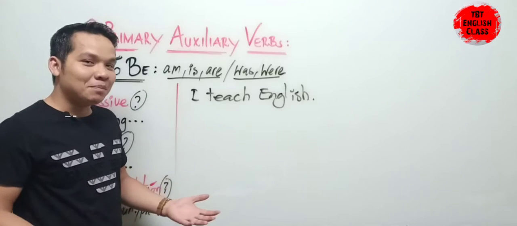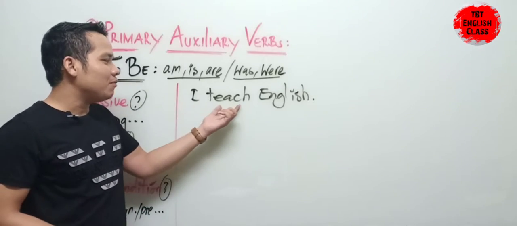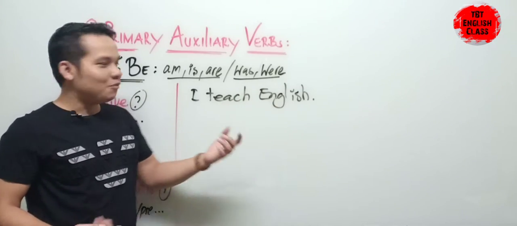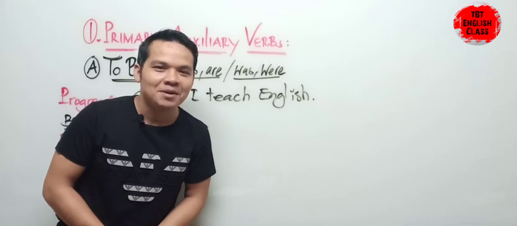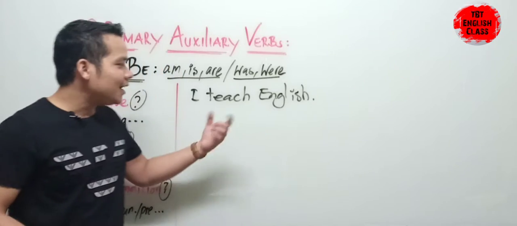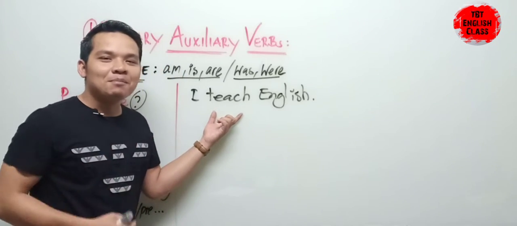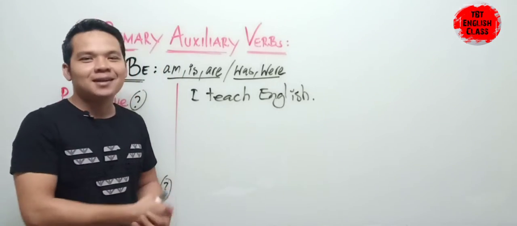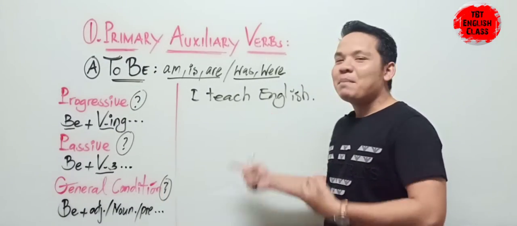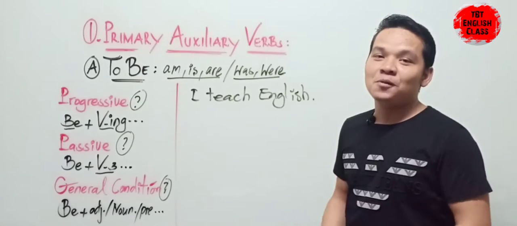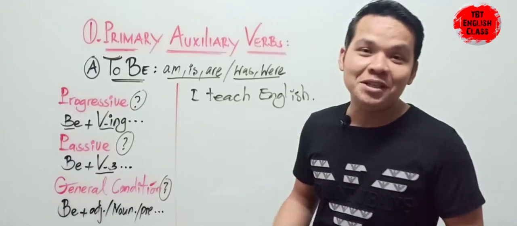No. If you don't see verb be, just see the subject, main verb teach, and object English. We don't see verb be here. But now we are learning about verb to be as a primary auxiliary verb. So now let's learn to change this simple sentence to progressive form, passive form, or general condition with me. Okay, everyone, as you see, we don't see verb be here. But we want to change this sentence to progressive form or passive form. How do we change?